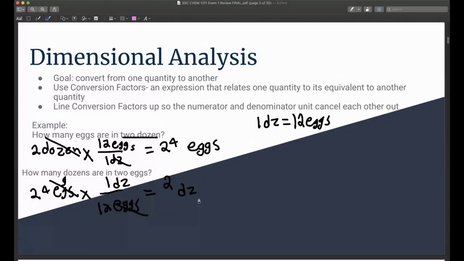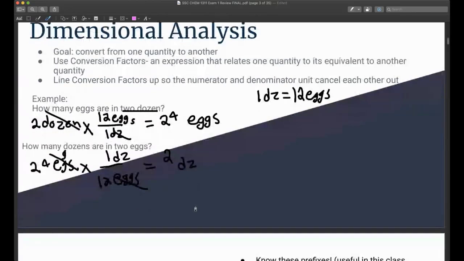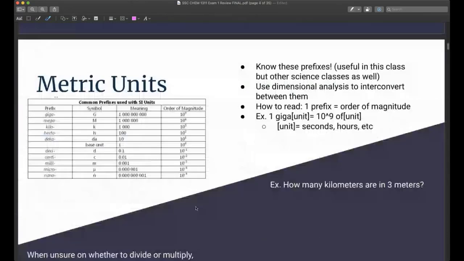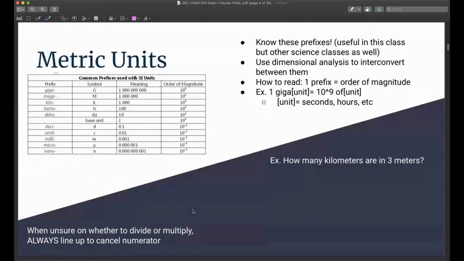So this seems kind of silly, but this is the basis of what you want to do. Whenever you're doing a dimensional analysis problem, remember what unit you want and what unit you need to cancel out. A good application here would be your metric units.